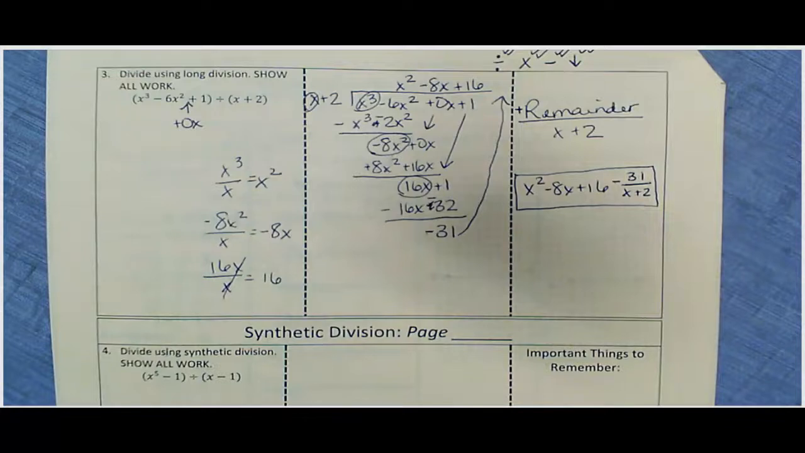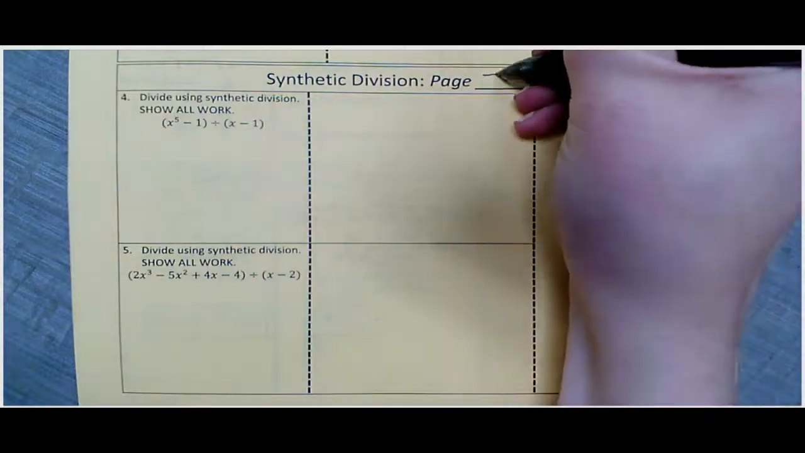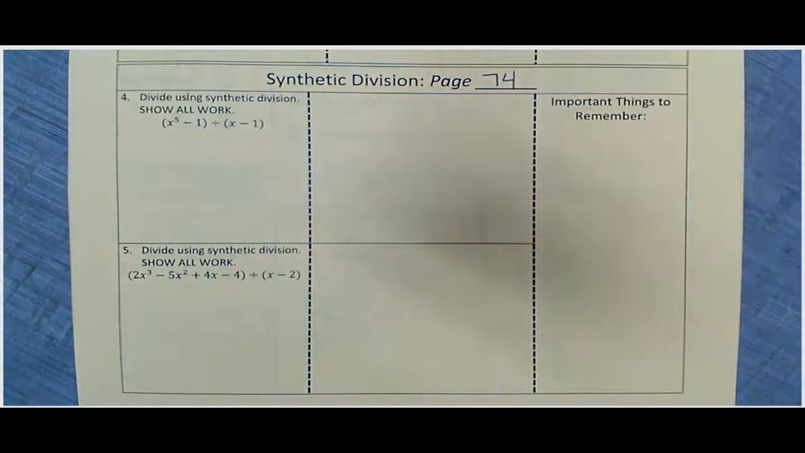So moving on to synthetic division. Okay, synthetic division is on page 74. There's also a video in Schoology. The link is in Schoology, but it's on my YouTube account. If you want to go back and look at the synthetic division lesson, I think most people enjoyed it.